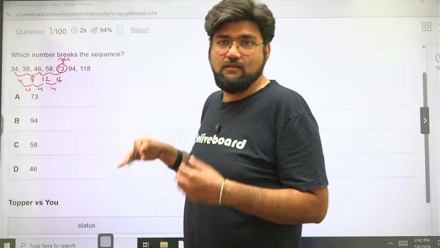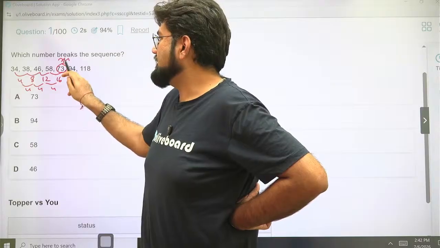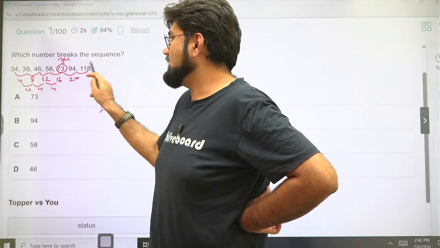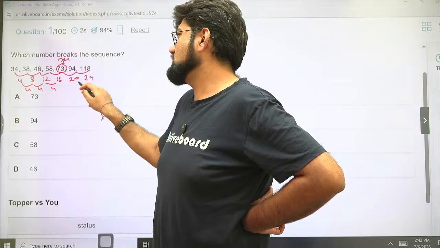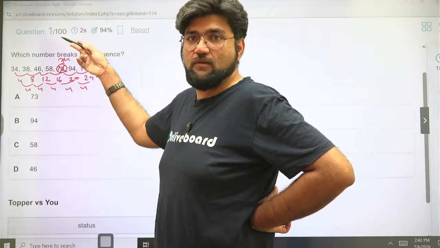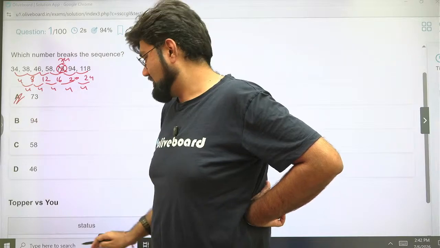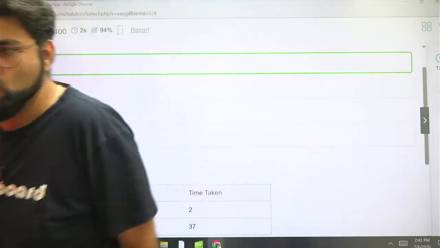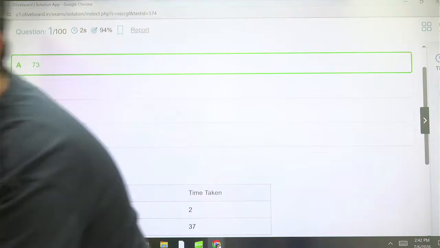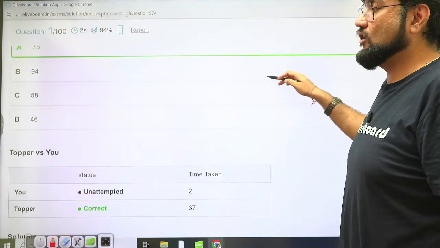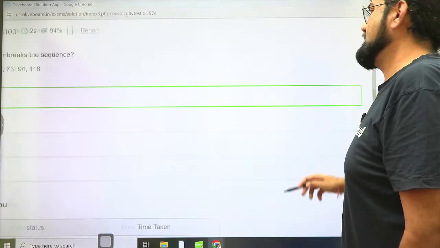But don't just blindly mark it right now. Observe, 74 to 94 is a difference of 20 units. 94 and 118, if you confirm, that is also 24 units. So everything is fitting the bill except for 73 only, which should have been replaced by 74. So option A is the correct answer. This one ideally was very easy, but you should be able to always check it till the end. 37 seconds, not bad. Next.